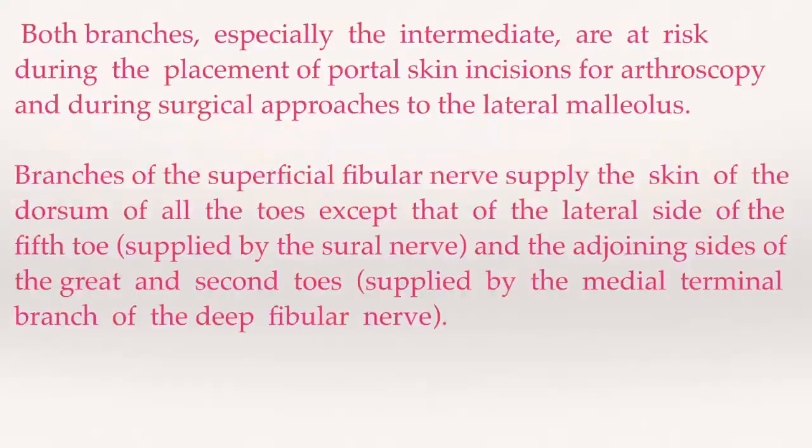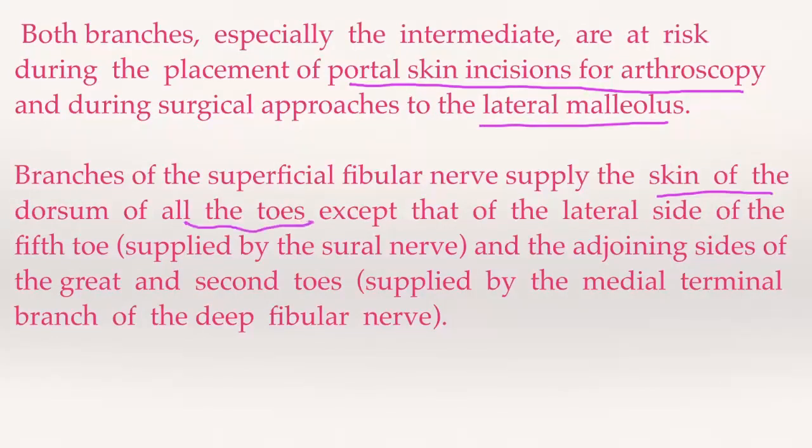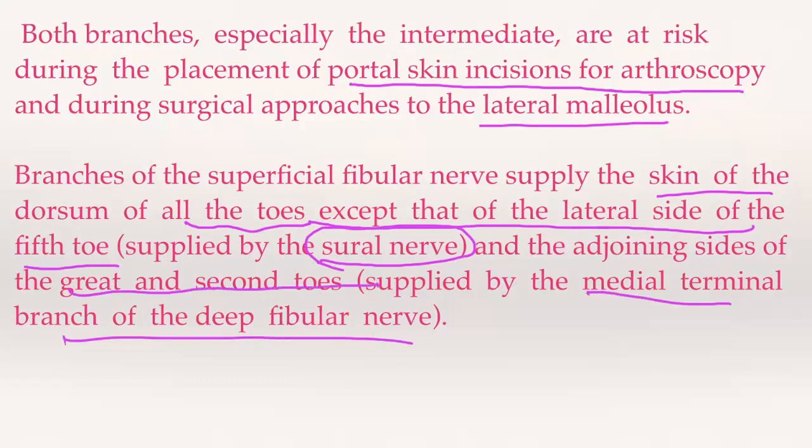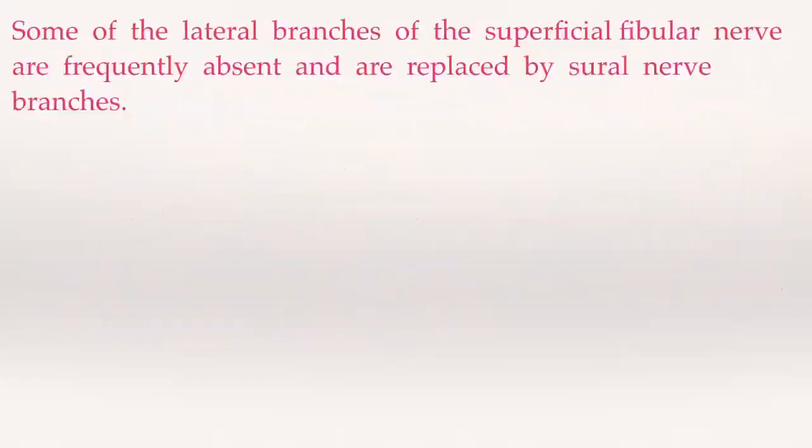Both branches, especially the intermediate, are at risk during placement of portal skin incisions for arthroscopy and during the surgical approach to the lateral malleolus. Remember that branches of the superficial fibular nerve supply the skin of the dorsum of all toes, except the lateral side of the fifth toe, which is supplied by the sural nerve, and the adjoining sides of the great and second toes, which are supplied by the medial terminal branch of the deep fibular nerve. We'll see that. Some of the lateral branches of the superficial fibular nerve are frequently absent and are replaced by sural nerve branches.